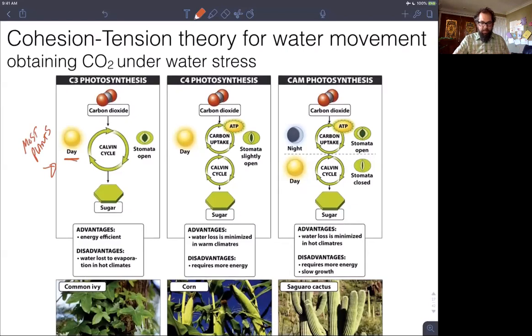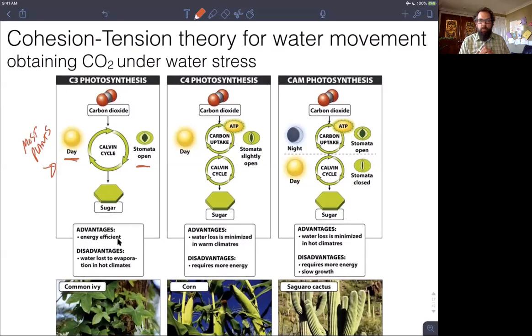Carbon dioxide comes in the open stomata and is fixed into the Calvin cycle, where sugars are made as a product of that. So the stomata are open during the daytime, and photosynthesis and carbon fixation happen at the same time, creating the sugar. The advantage of this is that it is a very energy efficient process. The disadvantage, though, is that in warm or hot climates we get a lot of water loss due to evaporation. So while it is energy efficient, we lose a lot of water, just like we talked about.